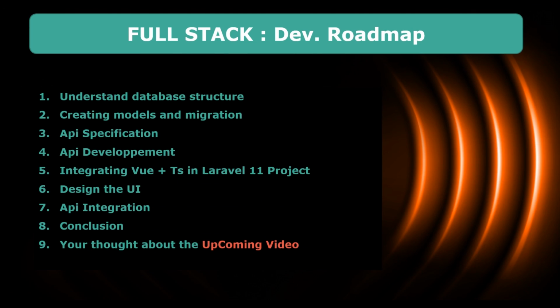But also, guys, this is the roadmap that we're going to follow in order to build this app. You're going to understand first the database structure, creating models and migrations, and then we're going to move to the API specification, API development. We are going to integrate our Vue plus TypeScript project into Laravel 11 projects. We are going to design the UI, and then we're going to integrate our API into our Vue 3 app. And then we are going to conclude, and then I'm waiting for your thoughts about the upcoming video. After this video, I'd like your thoughts, your ideas for the upcoming video.